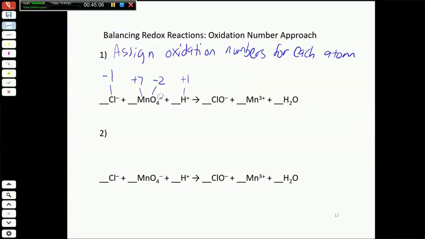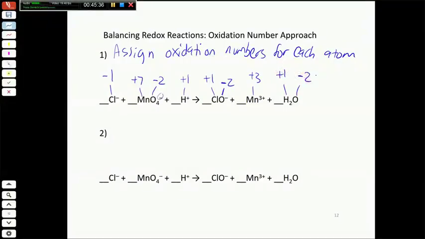Then we go to the product side. We have ClO minus. If oxygen is bonded to anything besides itself or fluorine, it is minus 2. So if oxygen is minus 2, what does chlorine have to be in this compound to balance out the charges and make sure that the sum is equal to minus 1? Plus 1, minus 2 gives us a sum of minus 1. Mn3 plus, an ion by itself, is plus 3. And then our old friend water, plus 1 and minus 2.